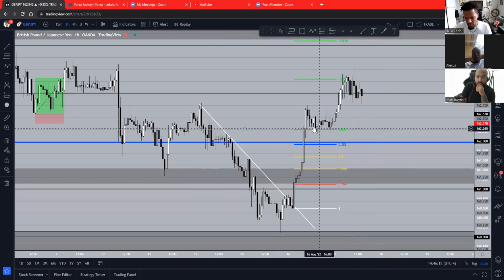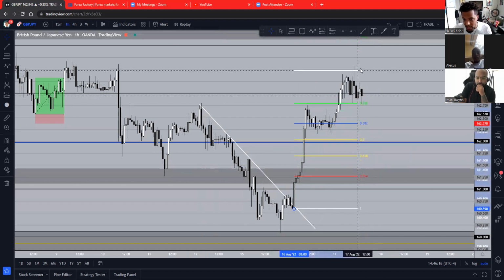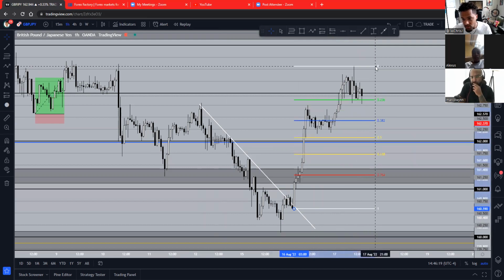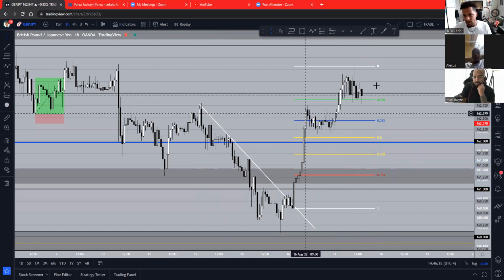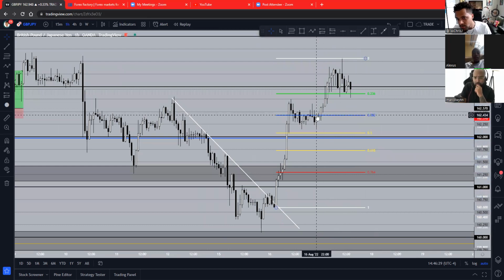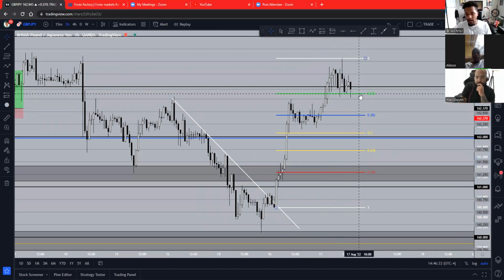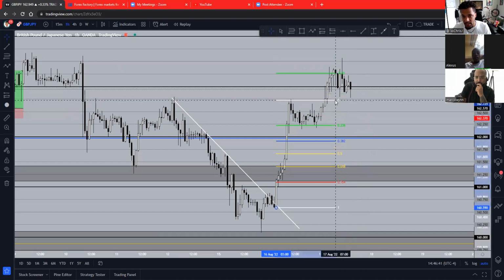But I'm probably just gonna drag this up. And as you can see, it's doing the same thing. It's just rejecting this 0.236, if that makes sense. And basically, if you get support on a 0.382 or the 0.236, all that means is literally continuation, right? But let's go back to where I was last night.